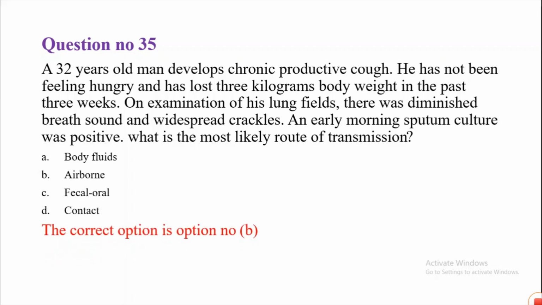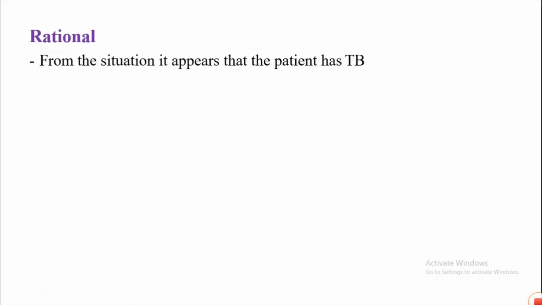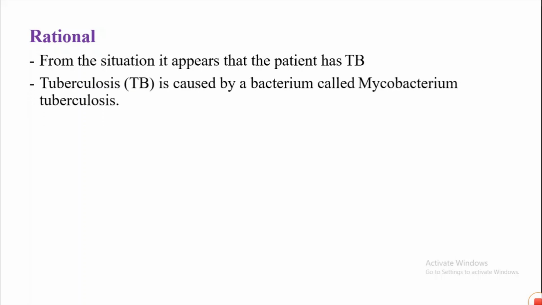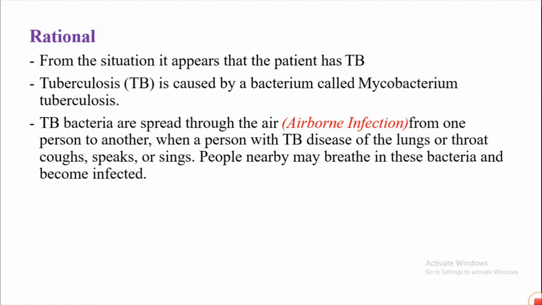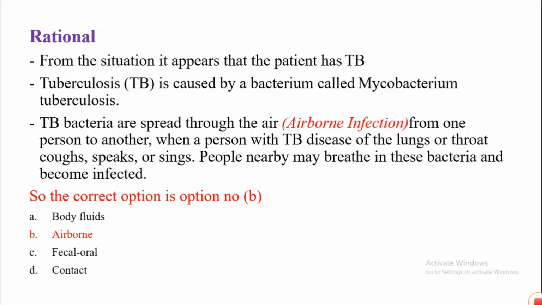The correct option is option B, airborne. Why did we choose option B? Let's see the rationale. From the situation, it appears that the patient has TB. Tuberculosis is caused by a bacterium called Mycobacterium tuberculosis. These bacteria are spread through the air, airborne infection, from one person to another. When a person with TB disease of the lung or throat coughs, speaks, or sings, people nearby may breathe in these bacteria and become infected. So TB is an airborne disease, and the correct option is B, airborne.